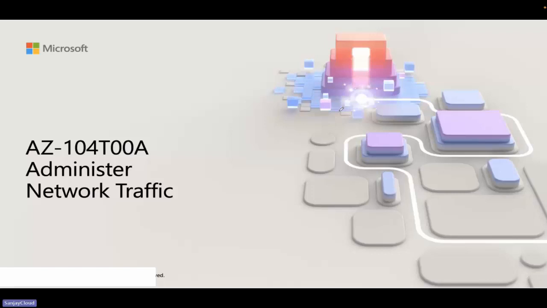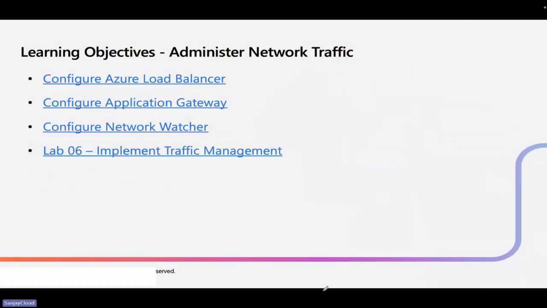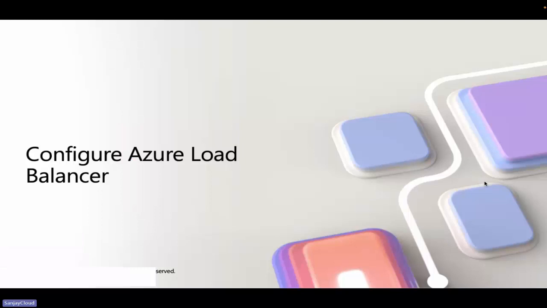Great. So we are going to continue with module number 6, where we are going to understand administering network traffic. Let me start this module and show you the lessons we are going to learn in this module. We are going to discuss load balancer, application gateway, and network watcher, which is a network monitoring tool. Then this module will be complete. During the session, we will do hands-on labs as well. So let me start lesson number 1, configuring load balancer.